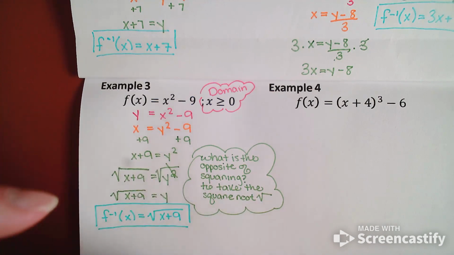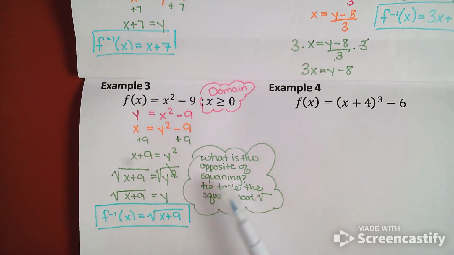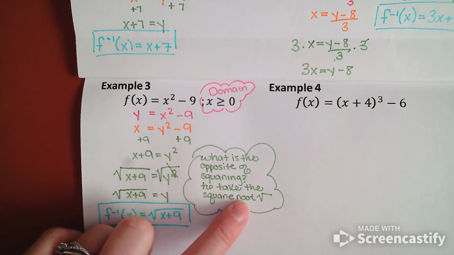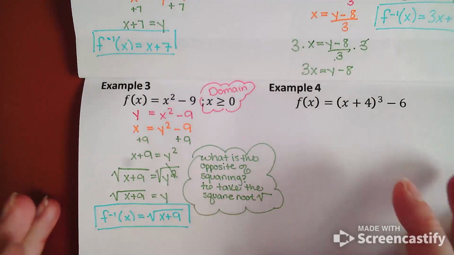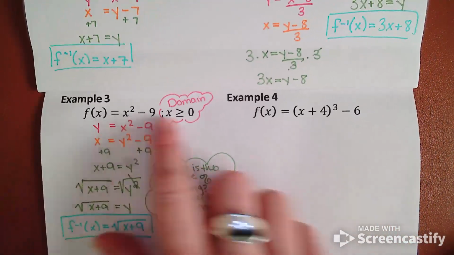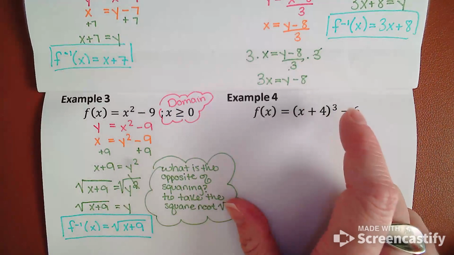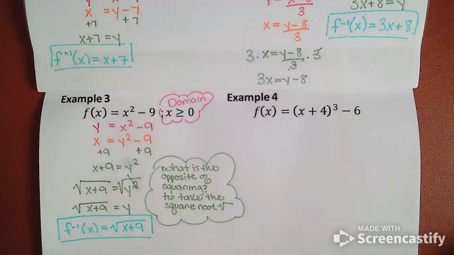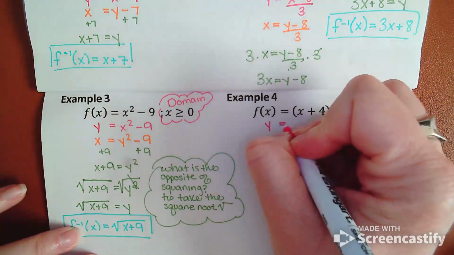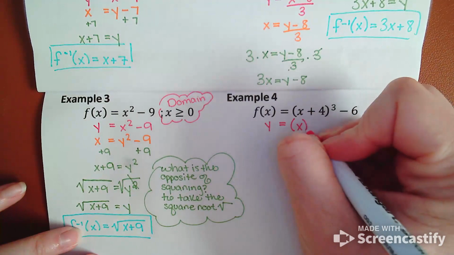So the big takeaway here, remember the opposite of squaring is to take the square root. And that's going to come in handy when we look at example number 4. Now example number 4 is not squared, it is actually cubed. So let's see what we need to do here. Well, again, step number 1, replace f of x with y.